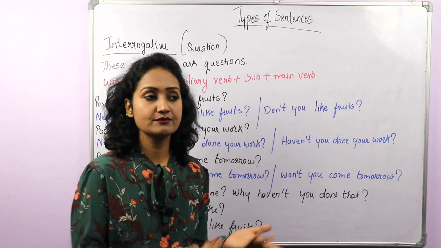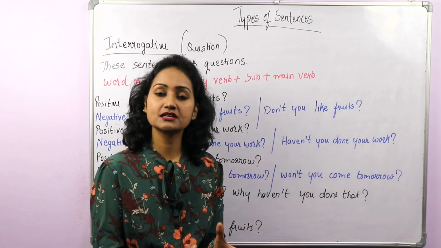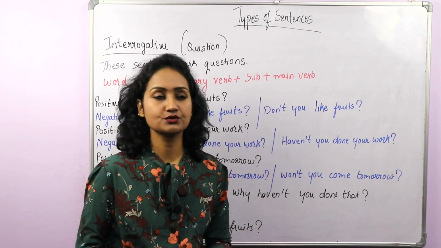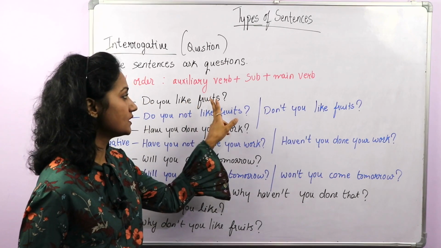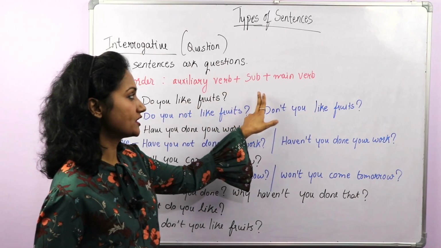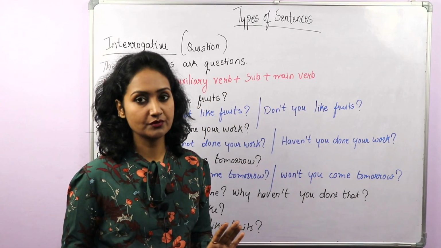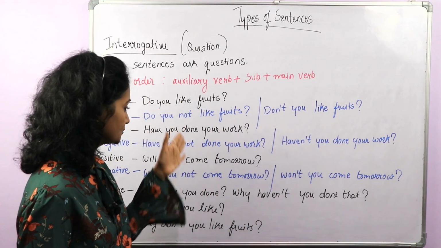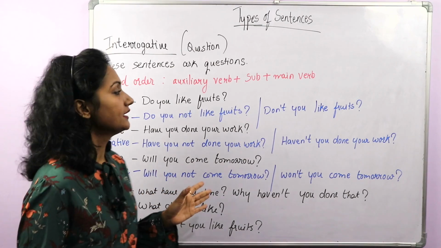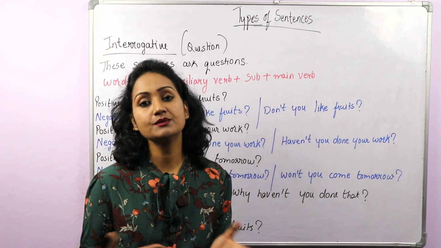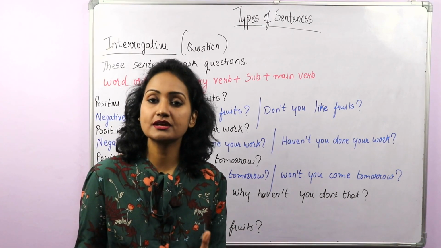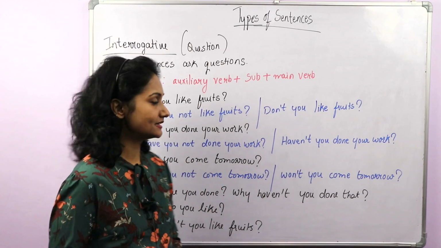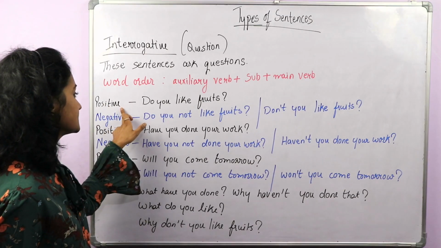I have made a video on that, so please watch that video first, and I will mention the link in the description box. You can go through it. So helping verbs plus subject and then the main verb. This is the structure, this is the word order. Now let's go through some questions. Interrogative sentences can be positive or negative. You can make a positive question or a negative question. How? Let's see.